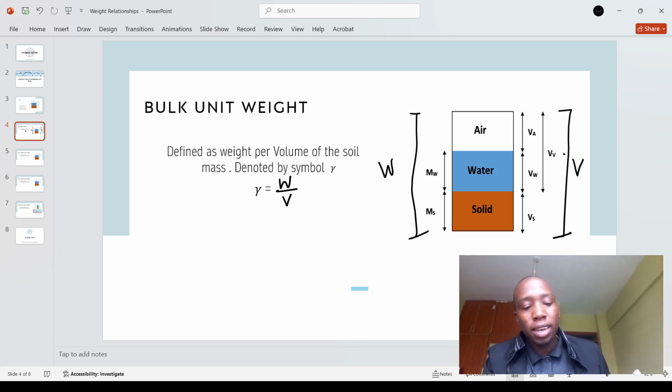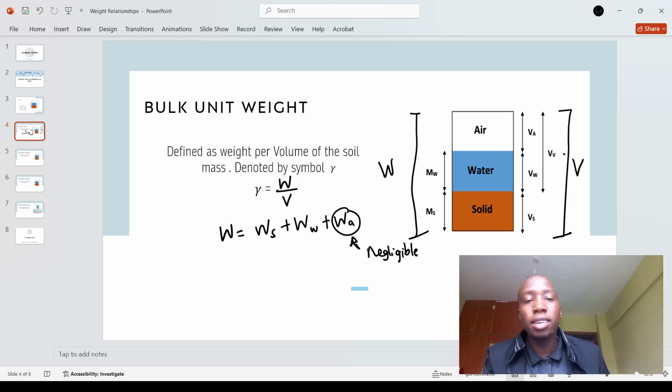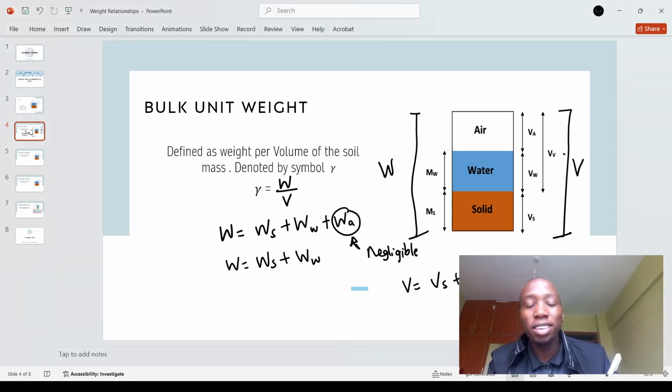So when we talk of weight, it is given by the weight of solids plus the weight of water plus the weight of air, which however is usually taken as negligible. So we can also say that weight is given by the weight of solids plus the weight of water. What about volume? Volume is given by the volume of solids plus the volume of water plus the volume of air, as you can see from the phase diagram. So bulk unit weight is the weight per volume of the soil mass.